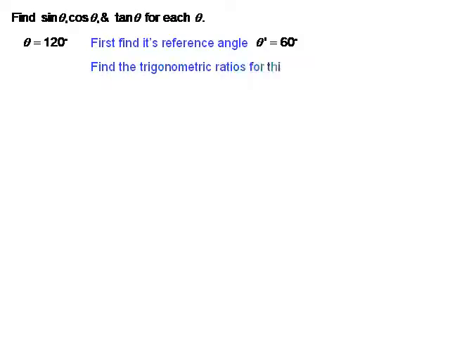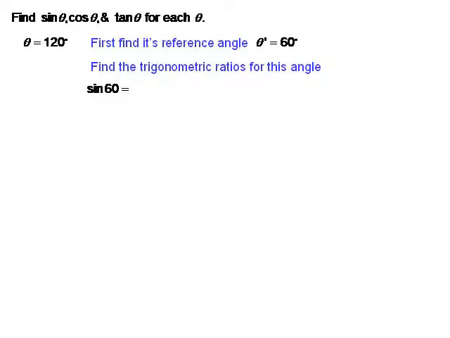Okay, now to use everything all together to find sine, cosine, and tangent theta of each angle. So let's start with 120 degrees. First thing you have to find is its reference angle. So again, how far is 120 degrees from 180? You should answer 60.